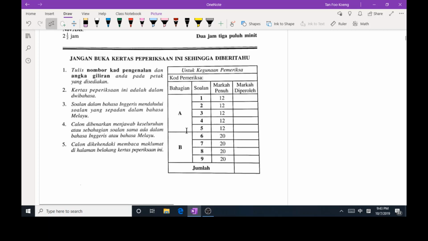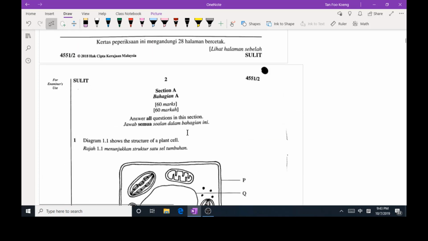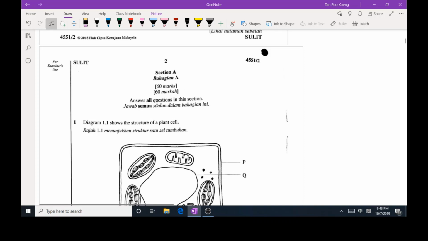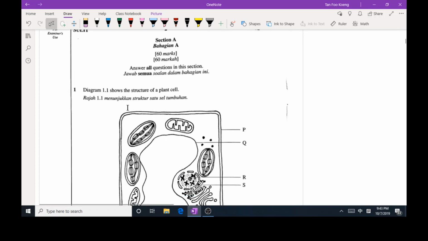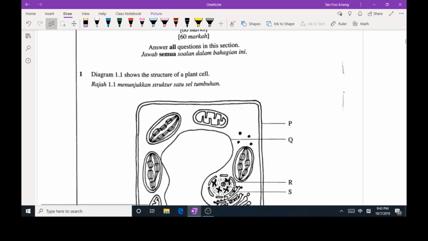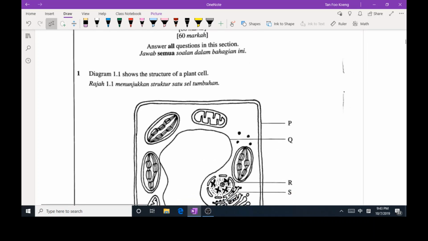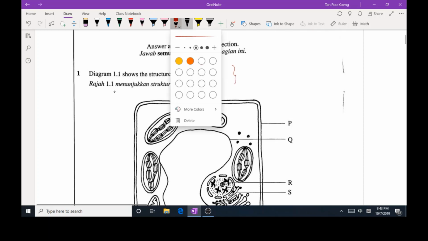Alright, so basically section A and section B, they are equally important. If you want to get A plus, make sure that you score in both sections. Now this is the first question, section A, question number 1. Diagram 1. Now this part, if you still remember, every question must have four components.